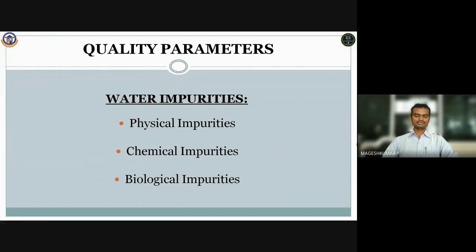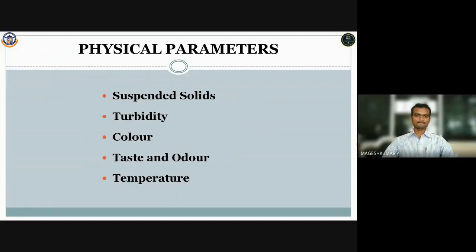So the physical impurities are nothing but the parameters which you can feel by touching or which you can see by naked eye are called as physical impurities. And all the chemicals present in the water come under the chemical impurities, and the microorganisms present in the water or wastewater are called as biological impurities. We will see one by one in the upcoming slides.